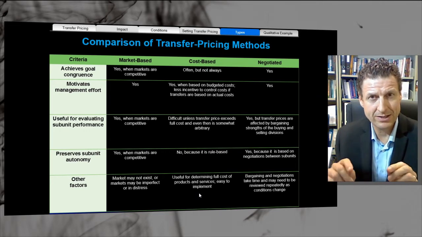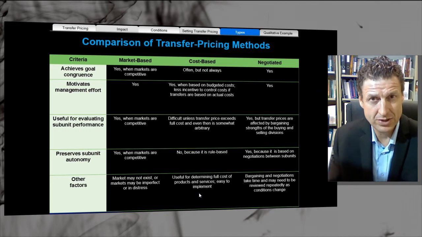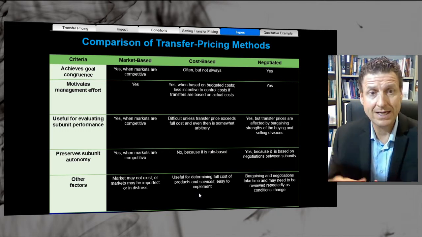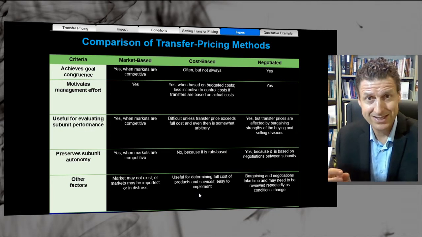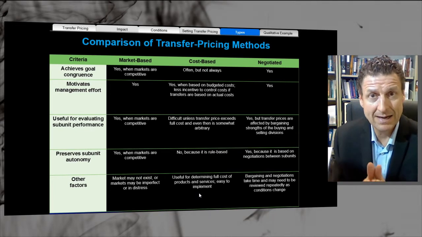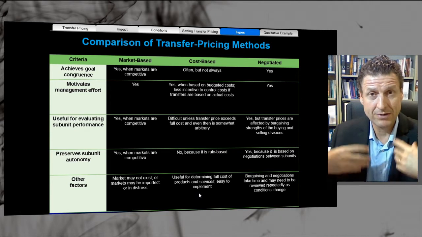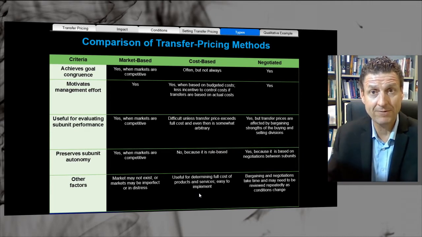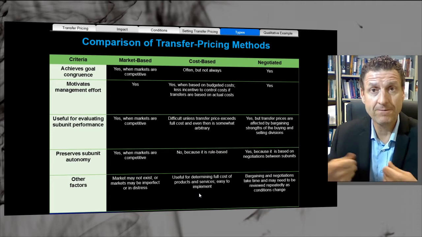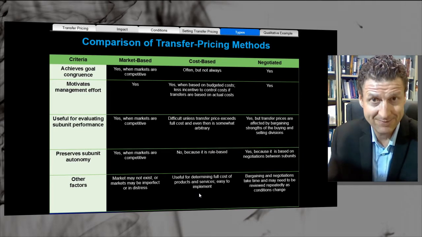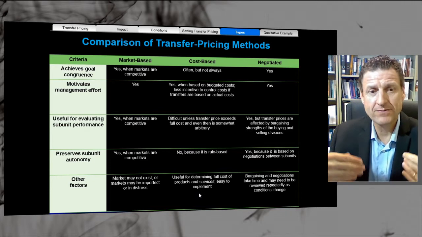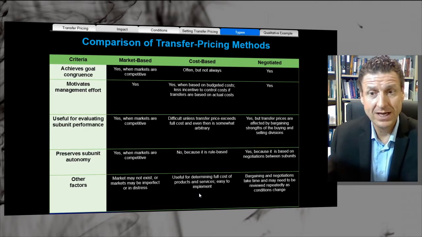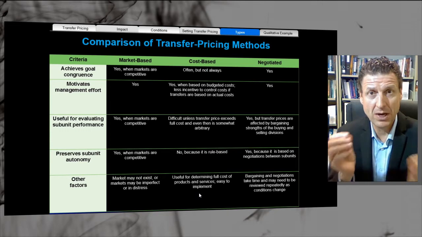What about negotiated transfer pricing? That's likely to achieve some more objectives. Yes, it can achieve goal congruence because you get two divisions, Melbourne and Sydney, talking to each other. It can motivate managerial effort because they've got to go into negotiations. They've got to fight for the value that they are transferring or fight for the value that they are paying for. So it actually gets motivation going. And it's useful for evaluating subunit performance. Yes, but it's affected by the bargaining strength.